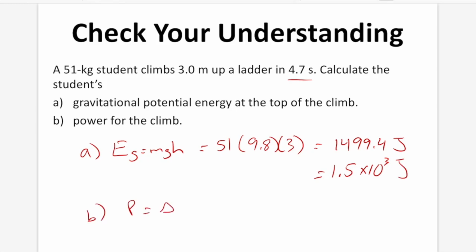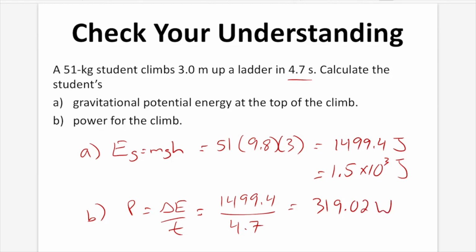Power is going to equal the change in energy divided by time. The change in energy in this case is the Eg, so we're going to use 1499.4 divided by 4.7 seconds, and we get 319.02 watts. 2 sig digs becomes 3.2 times 10 to the 2 watts.